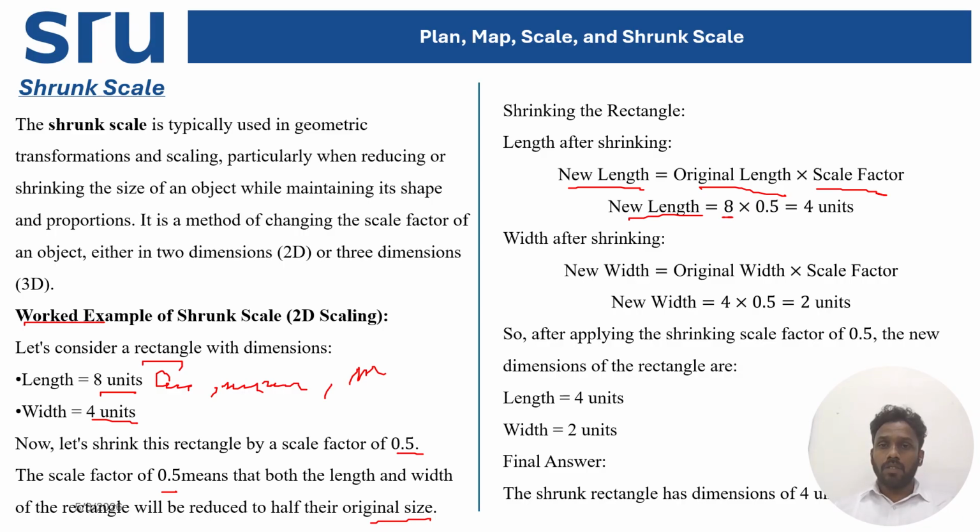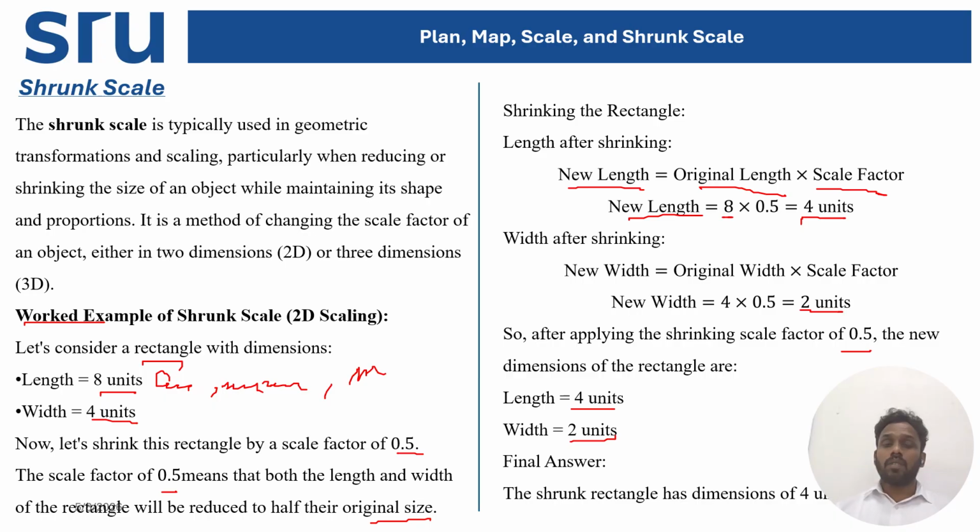So the distance is equal to 4 units. Okay. Then the width after shrinkage: this is your length, and the width is the same, 4 into 0.5, which is equal to 2 units. So while applying this shrunken scale factor of 0.5, the new dimension of the rectangle will be length equal to 4 units and width equal to 2 units.